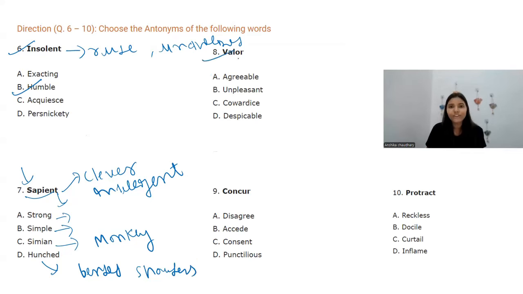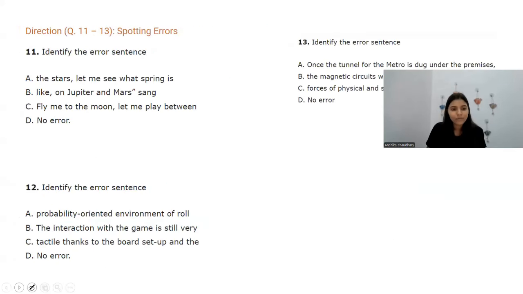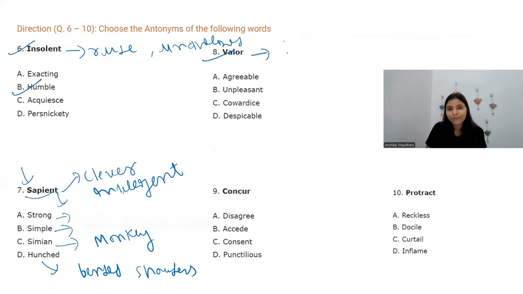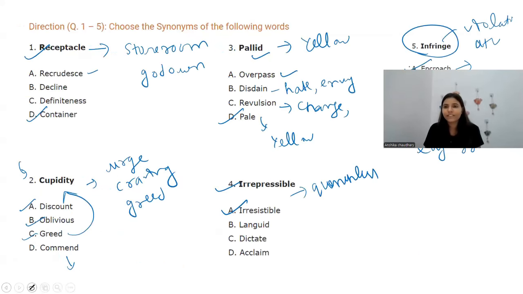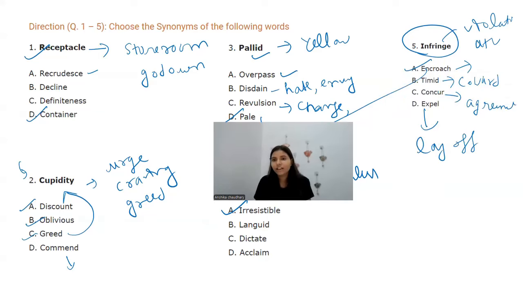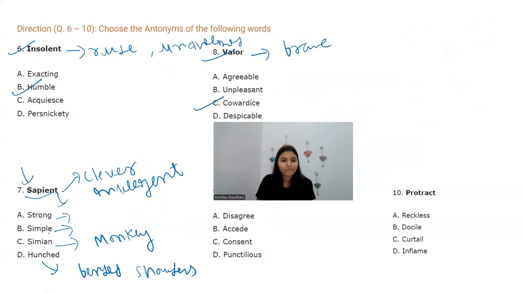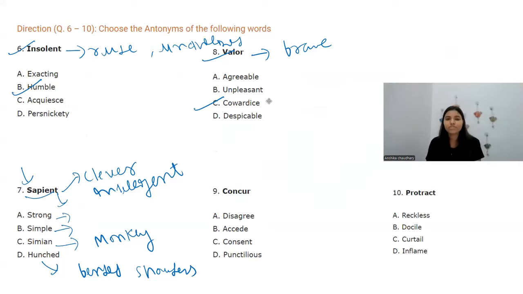Now the next is valor. Valor means brave. One who is brave is called valor. So cowardice will be the antonym of this, because just now we have discussed in this question, timid, coward, right? So cowardice will be the correct answer for this question. It will be the antonym of this. Okay, let's move on to the next question.